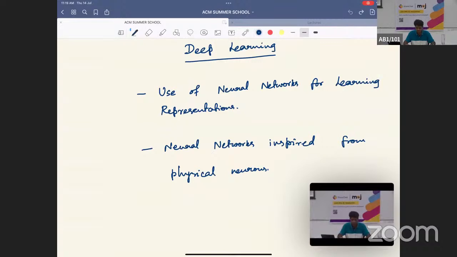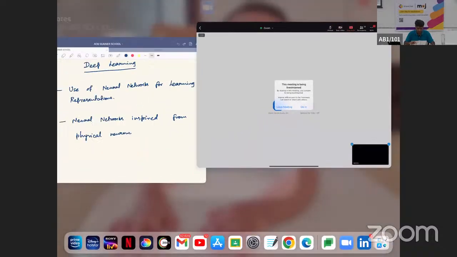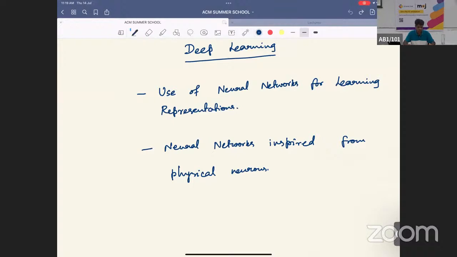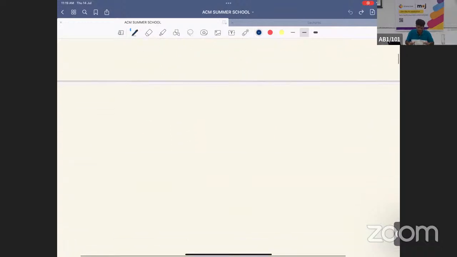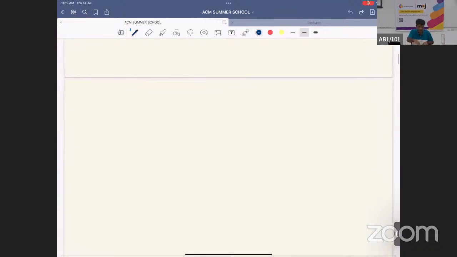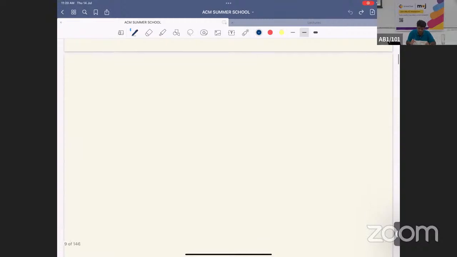These neural networks are actually inspired from the physical neurons, but there is not much synergy between the two. The deep learning people try to make the networks independent of how the physical neurons are, and go ahead. Let me tell you that in the first session at least, we are going to mainly focus on supervised learning. We are going to learn about the framework called supervised learning.